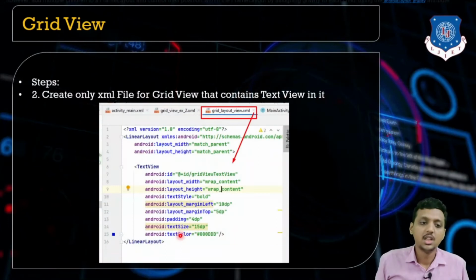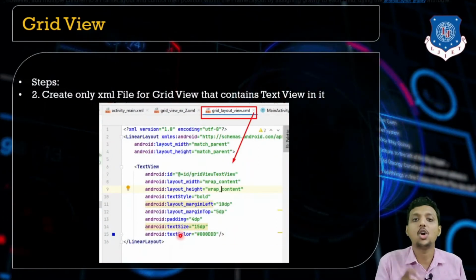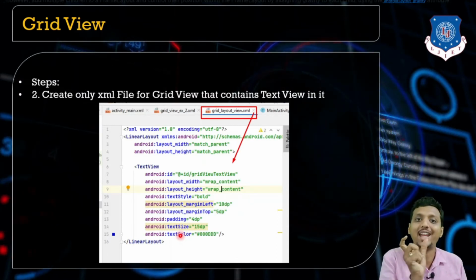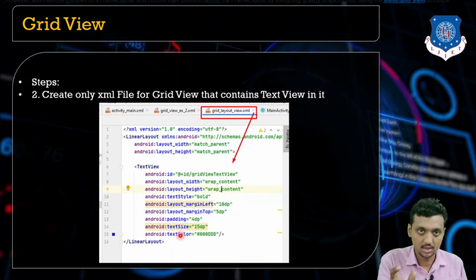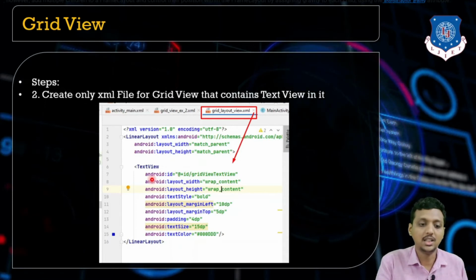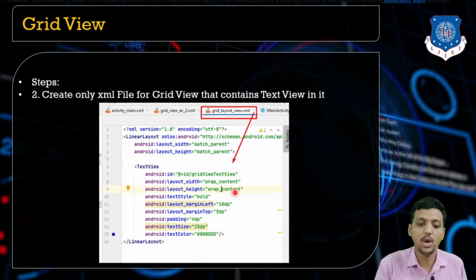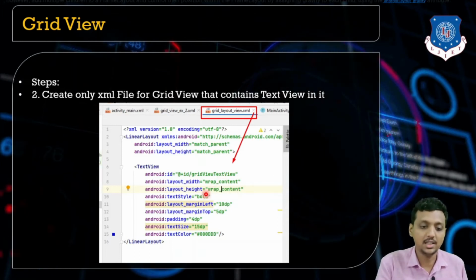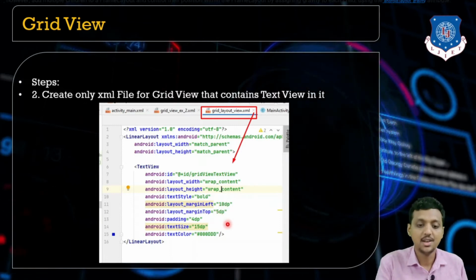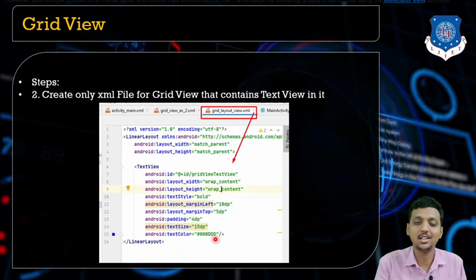Next, we create the XML file for the grid view that contains only the text. See what I'm going to do over here: I'm going to show my text view in the form of a grid inside my grid view. Okay, so this is a linear layout. Inside the linear layout, I'm going to take one text view. We are giving it an ID, wrap_content for width and height, text style is bold, margin left is 10 dp, margin top is 5 dp, padding is 4 dp, text size is 15 dp, and the text color is whatever you want.